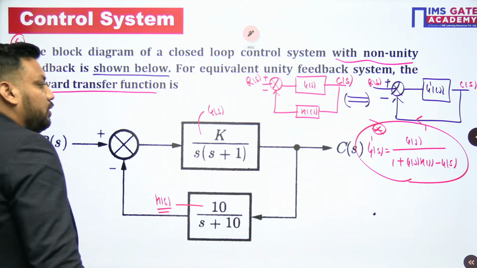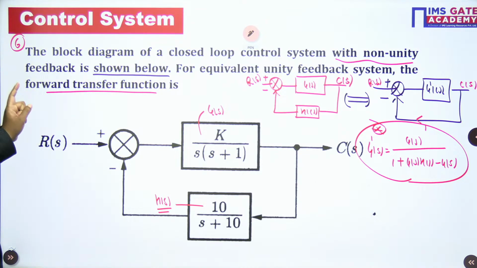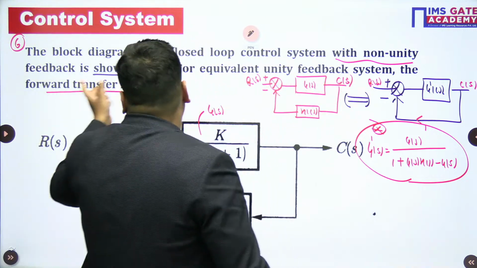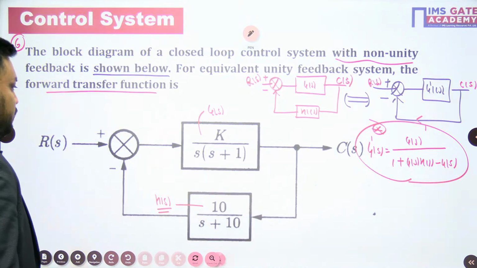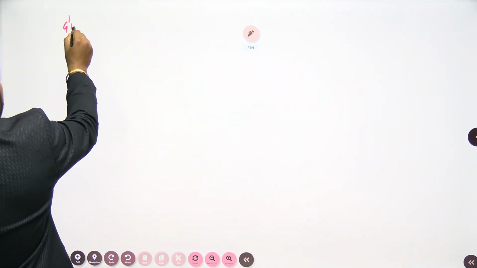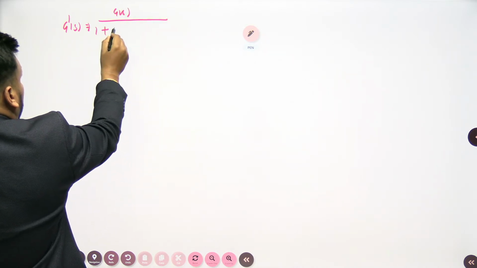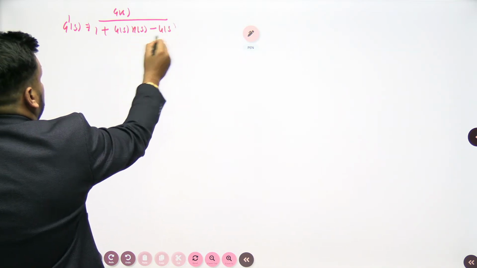I want you to do this calculation, guys. What is the examiner asking? The examiner is asking for the forward transfer function. It means the equivalent unity feedback system, the forward transfer function. It means asking for G dash s only. And you need to put this value: G dash s is nothing but G of s upon 1 plus G of s H of s minus K a G of s.